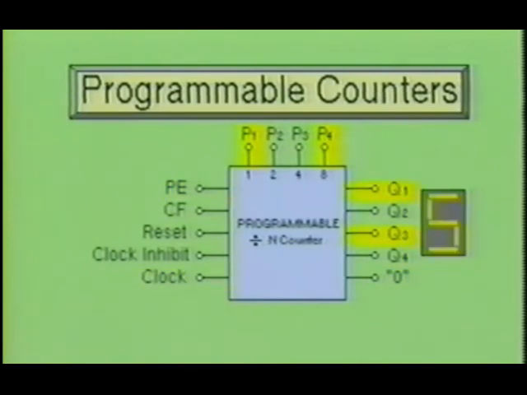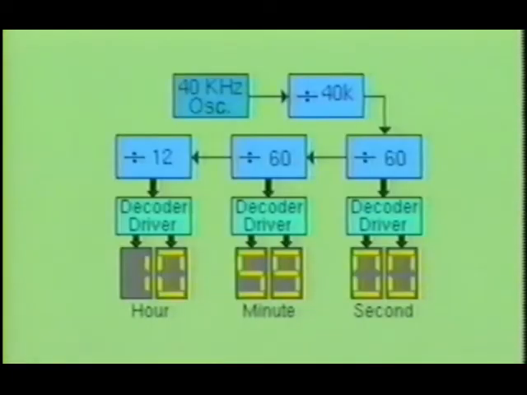Now let's see how a programmable counter would work in a typical application. Here we see a simple block diagram of a digital clock. The first block in this system is a 40 kilohertz oscillator. It will produce a series of 25 microsecond pulses into the first programmable counter. As you notice, the first counter is a divide by 40,000 counter. In other words, for every 40,000 clock pulses, this circuit will produce 1 output pulse. These pulses will occur at a rate of 1 each second.